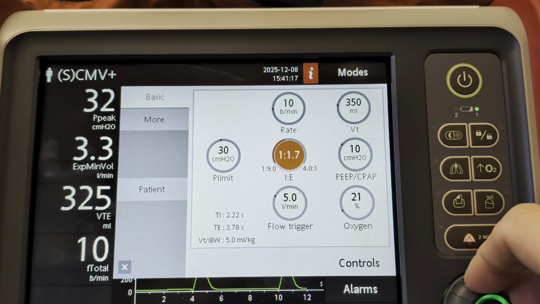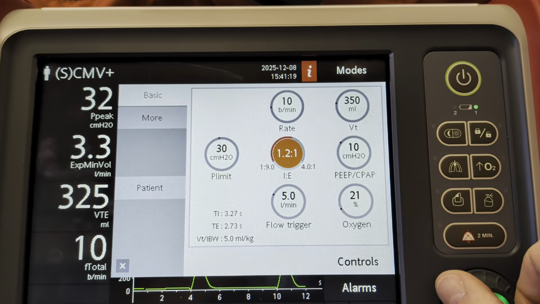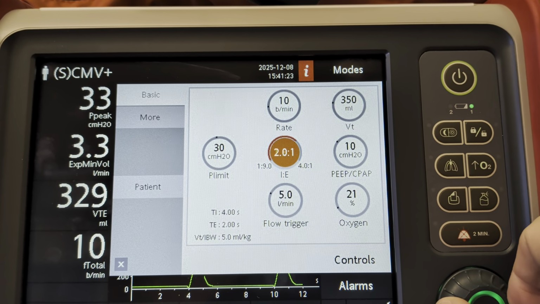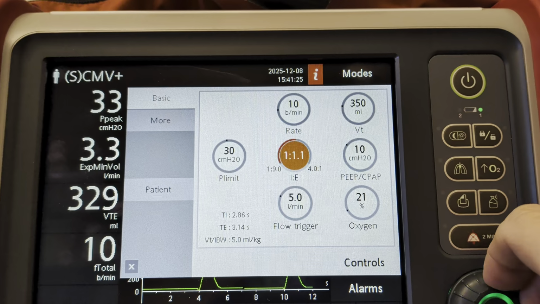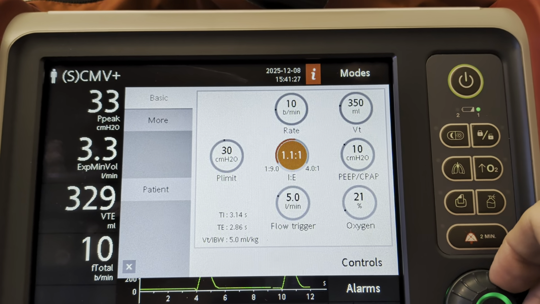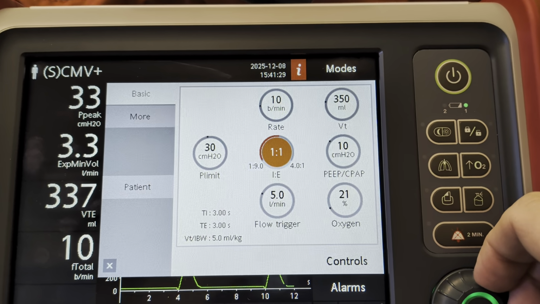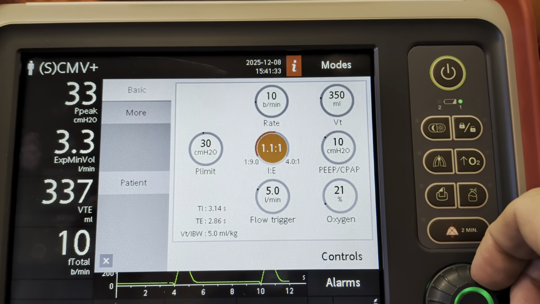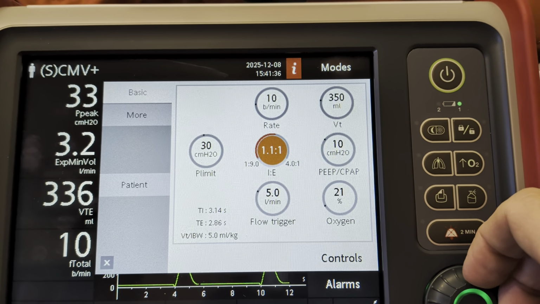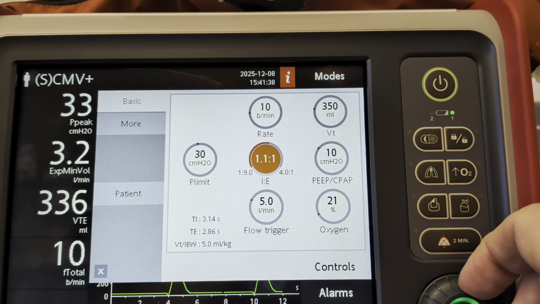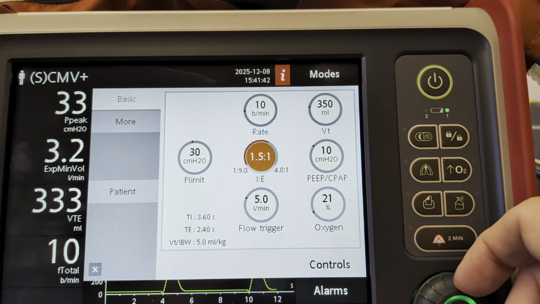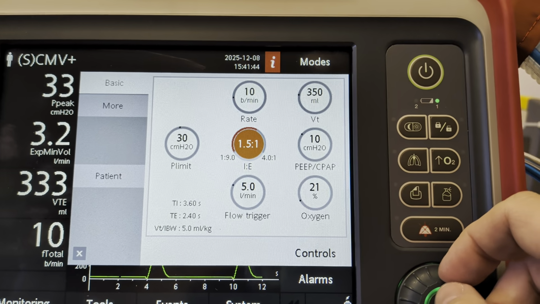So you can see that this ratio is going down, right? And now I'm at 1:4. Whoops. There's 1:1. All right. So what I've done is I now have equal parts inhaling to exhaling, and at 1:1, I'm now spending more time in the inspiratory phase than the expiratory phase, and that is going to markedly increase my mean airway pressure.